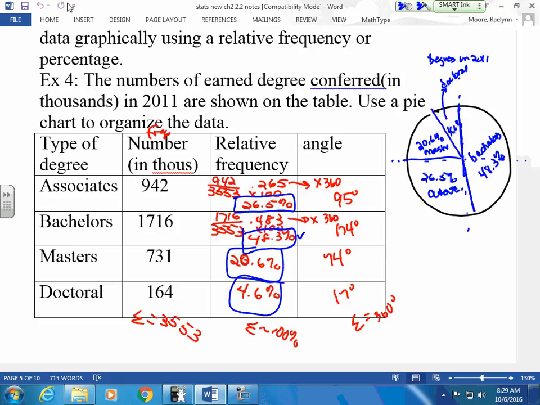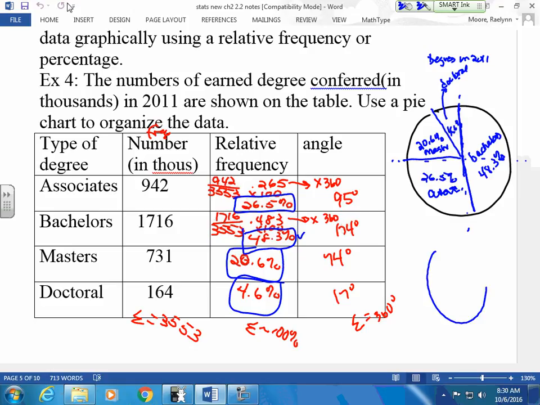Does yours have to look exactly like mine? No. But what I will check is perspective. Is this the biggest chunk? Did you make it more than 50%? Did you kind of go over the 50%? Or did you stay a little under the 50%?